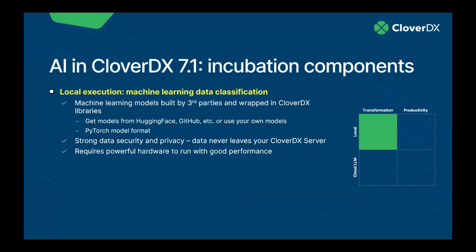So first, let's talk a little bit about the local execution components. These are components that allow you to run your own machine learning models for data classification. As I mentioned, these are all run locally on the CloverDX server or designer where you started them. So no data is uploaded to cloud, everything is processed where you are. All of these components are in incubation, and I'll show you what they are and how they work a little bit later. What's interesting about the way this works is that the components essentially provide an interface between your data and the machine learning model.